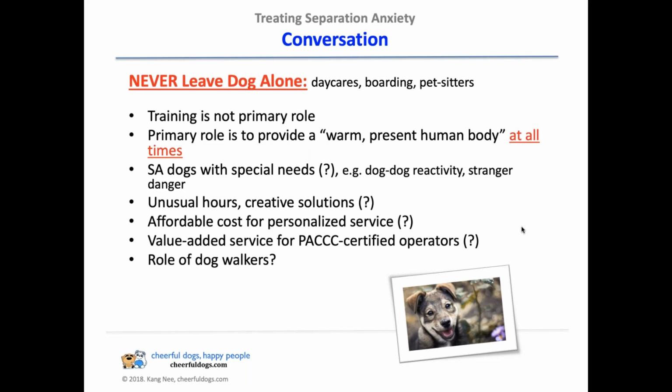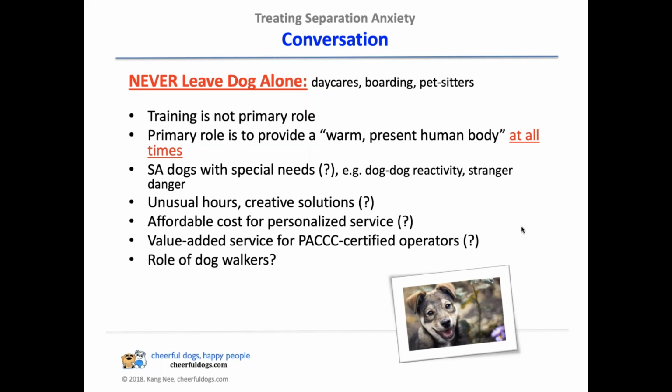So the whole premise here: never leave the dog alone. That is the promise that the SA guardian has to make to her dog. So what's the role of daycares, boarding facilities, and pet sitters then? Your primary role is not training. Your primary role is to provide a warm, present human body at all times.